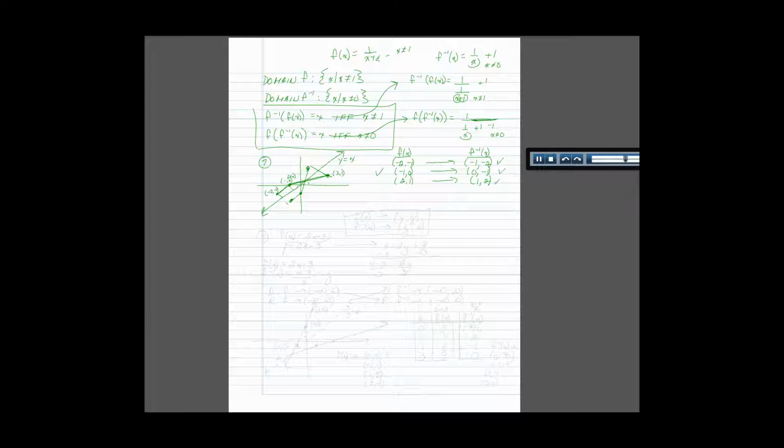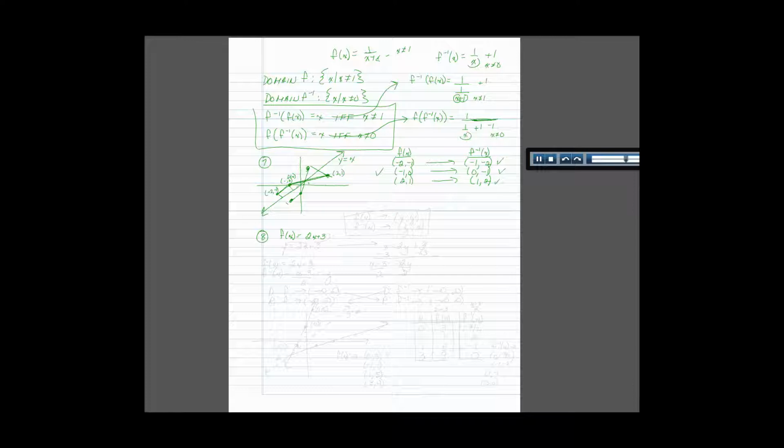And that way you can find the inverse function. Okay? Let's look at example 8. Find the inverse of f of x equals 2x plus 3. So find the inverse of that function and then find the domain and range of f and f inverse. Graph them on the same coordinate plane. All right?